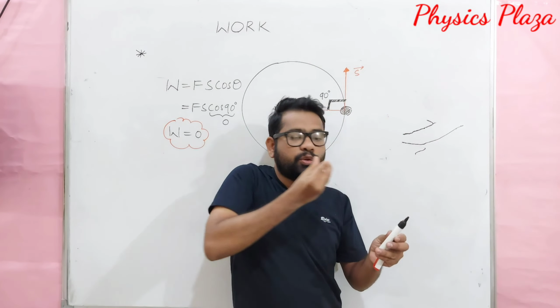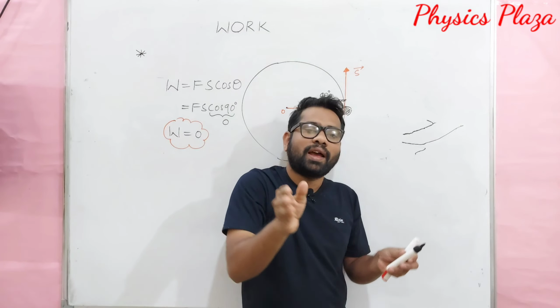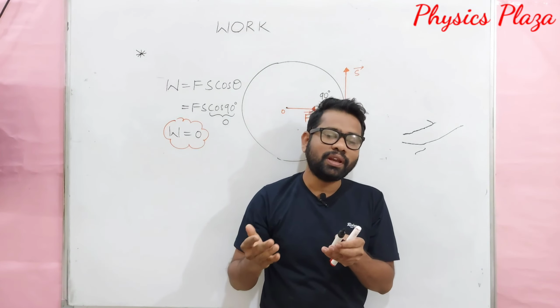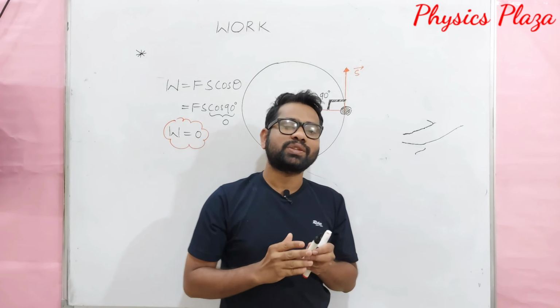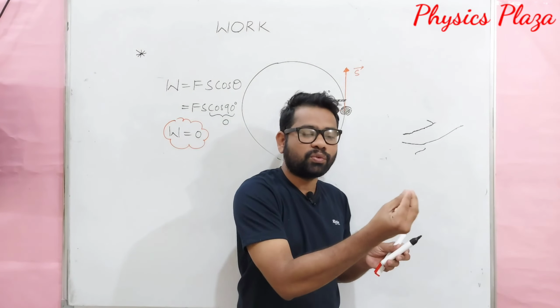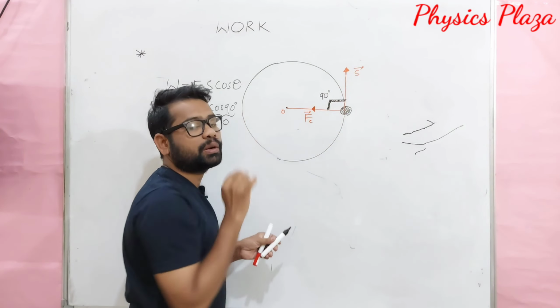Why is it going with a uniform speed? Because no work is done on the body. As no work is done on the body, there is no change in speed. As there is no change in speed, there is no change in kinetic energy. So it is moving with a constant energy. So this is the work done on a body which is in a circular path.